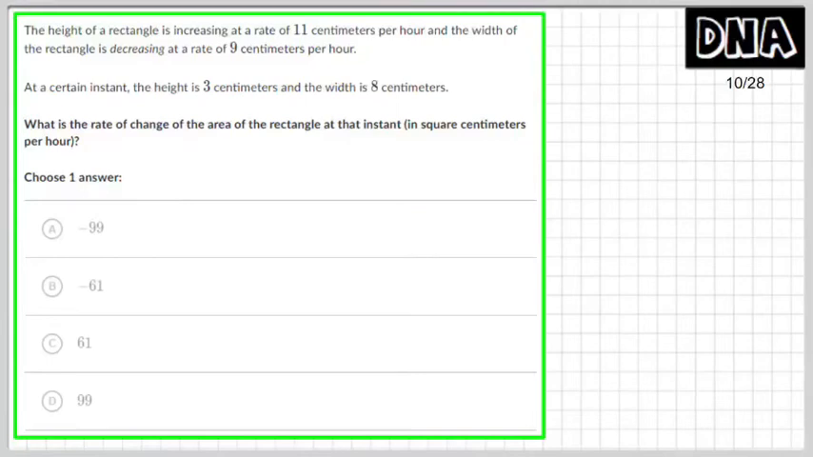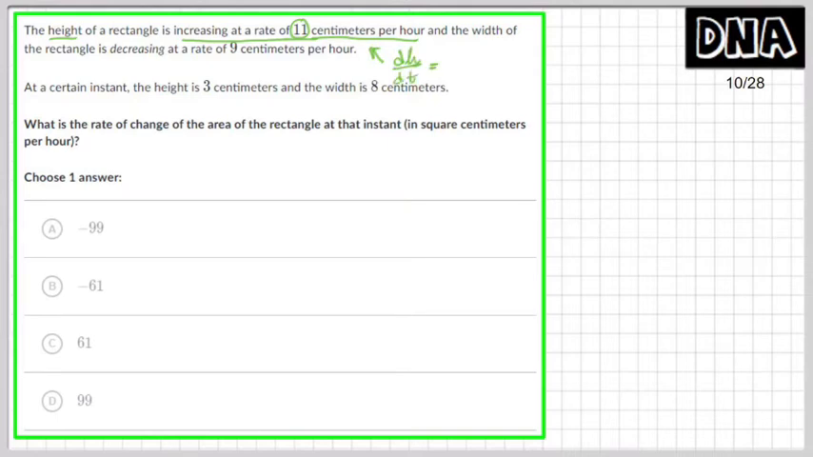All right, we have to identify numbers. We got to find our rates in there and then start solving. Do some calculus, okay? The first thing that I see here is we're looking at increasing rate of 11 centimeters per hour. And what is that? That's the height. It says it right over there. So that 11 is dh dt.